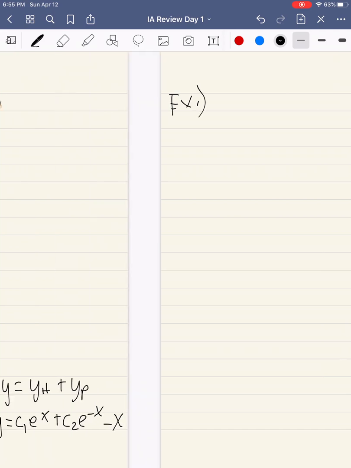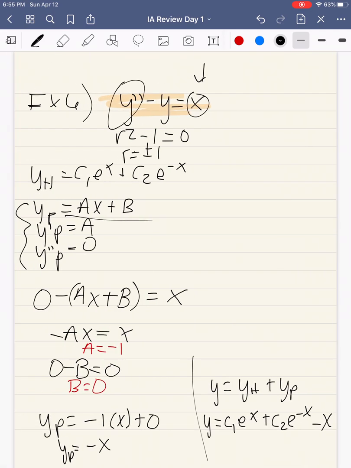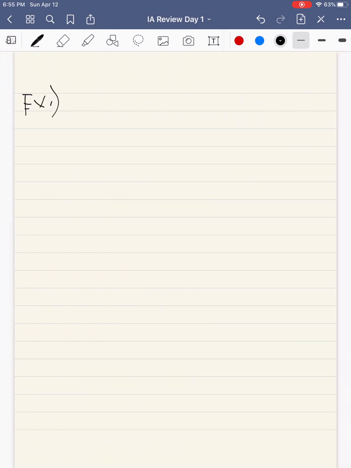Okay, so we know that when we're making guesses, sometimes we have to adjust. So let's look at an example where we have to adjust our guess so that we know when to do that. In the previous example, we did not need to adjust our guess because this term, our ax plus b, was not similar to anything inside our homogeneous solution. So we were good to go there. But sometimes we need to do that.